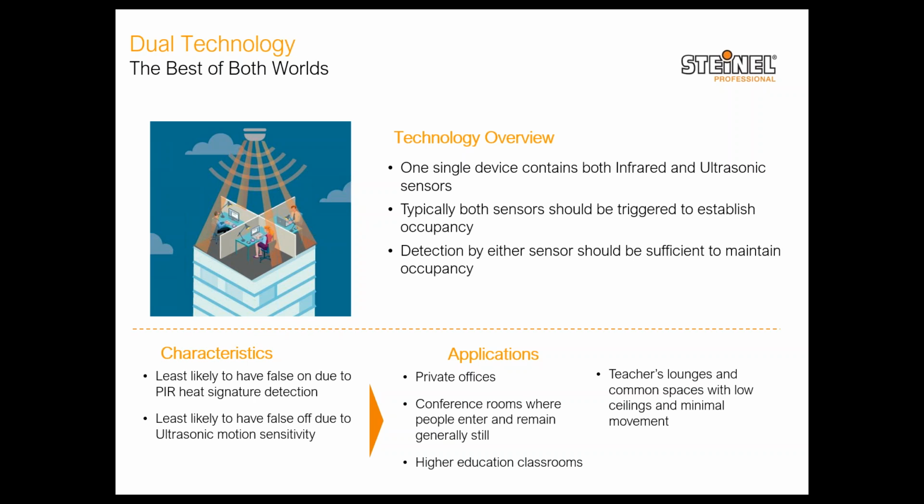So the two advantages of using a dual tech is that you're less likely to have a false on, which you would get from an ultrasonic sensor, because you have to see a heat signature moving with your PIR section before the lights turn on. And also you're less likely to have a false off, because ultrasonic is a very sensitive technology, and it will pick up your fingers moving on your keyboard and just moving your mouse here and there, and it will make sure that the lights don't turn off on you.